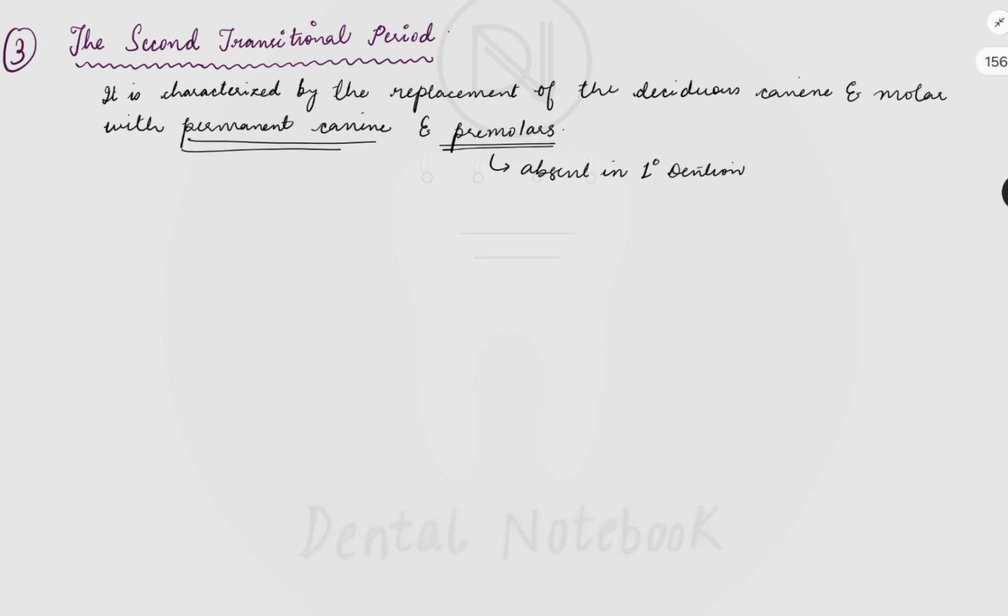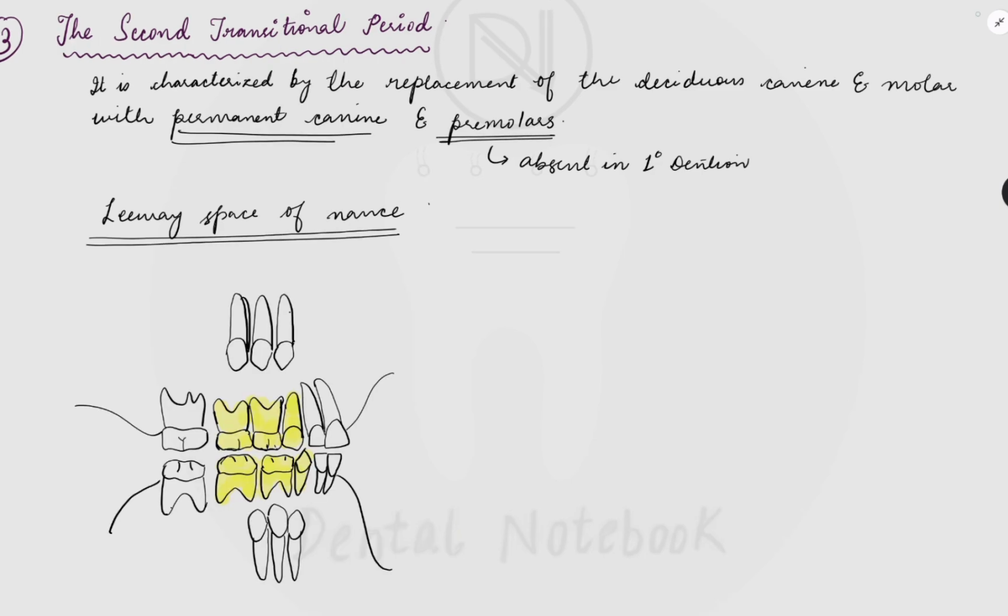Now, how does this replacement occur? We will understand it with the leeway space of Nance. Let's study it in detail. Here in this image, you can see the second transitional period. How does this second transitional period occur? How is the leeway space of Nance created?